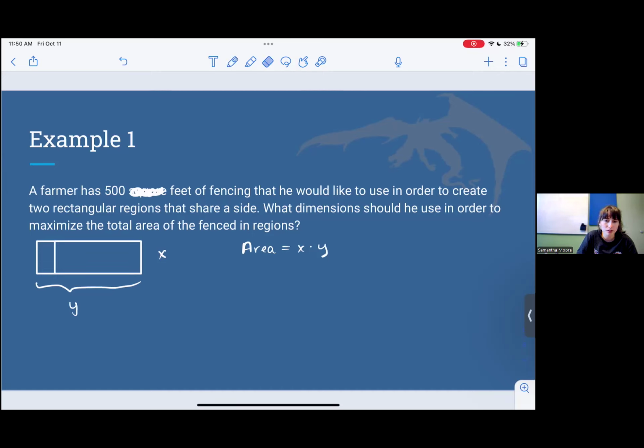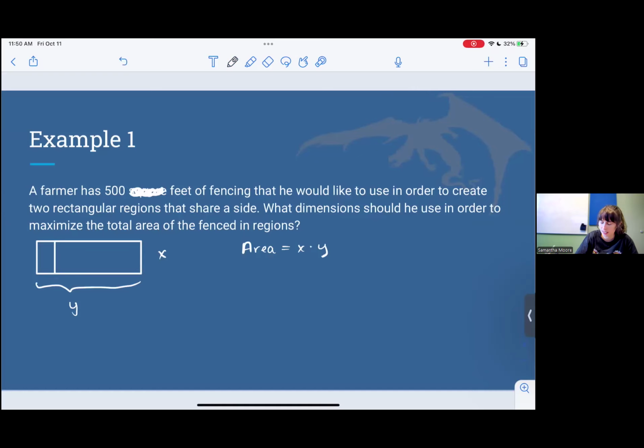That's too many variables to do the first or the second derivative test, right? We didn't have multiple variables involved when we did the first or the second derivative test. So I really would like to get my area just in terms of one variable and not two. So let's see if we can use the other information in our problem. We were told that in total we have 500 feet of fencing. So that 500 feet becomes 2 copies of Y and 3 copies of X.